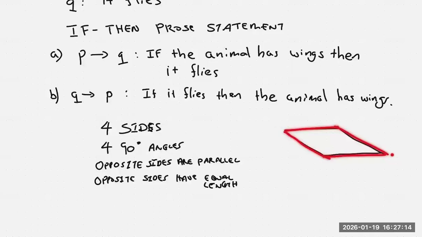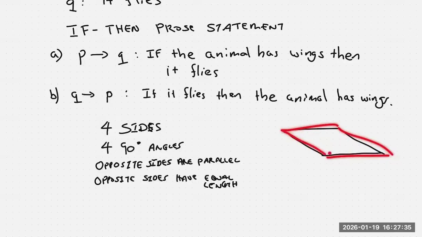I can see that clearly. Opposite sides have equal length. So all the opposite sides, like this side over here is opposite to this one, they have equal length. This one over here is opposite to this one, it has equal length. And as you can see, they're parallel. It has 4 sides. 1, 2, 3, 4.